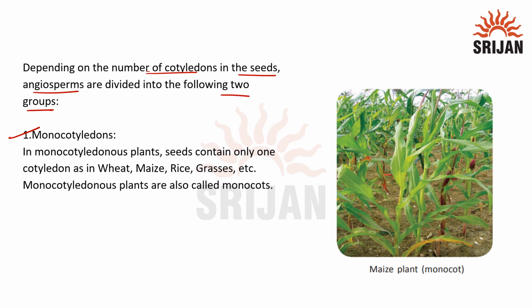In monocotyledonous plants, seed contain only one cotyledon. The name suggests mono means one. So such seeds are going to have only one cotyledon, such as wheat, maize, rice and grasses. Monocotyledonous plants are also called monocots. This over here is an example of a monocot plant.